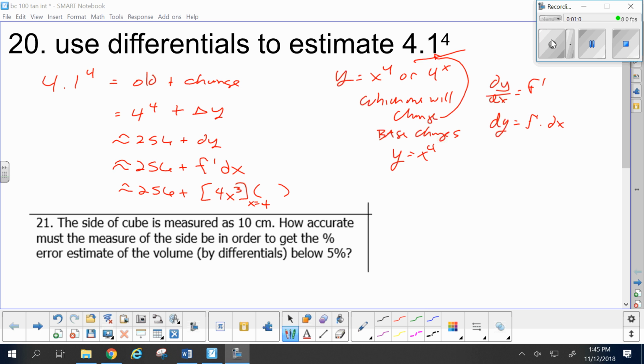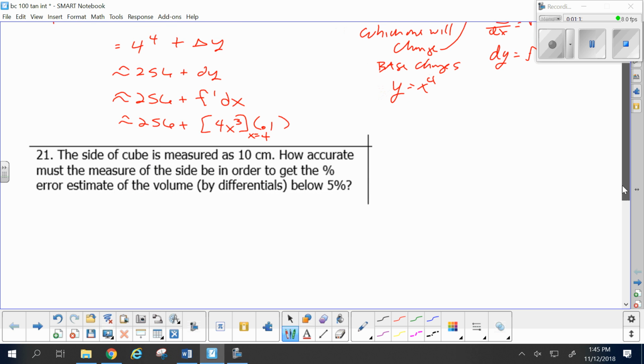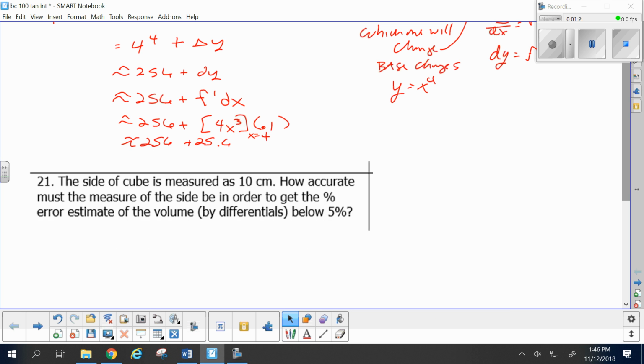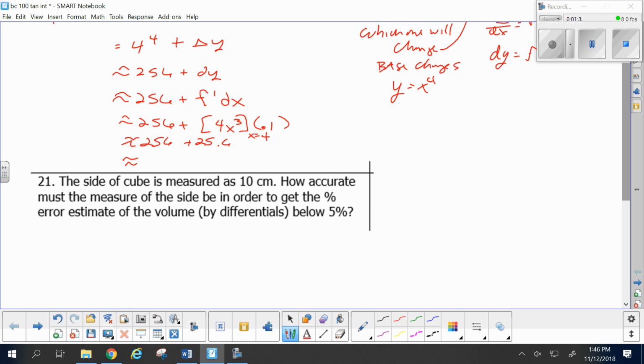You're a step ahead of me. What is the dx? That's the 0.1. We're going to change from what it was, 4 to 4.1, so x is changing by 0.1. All right then. If I were to crank this out, I get 256 plus, I imagine 25.6, if I'm not mistaken. Wait. So it is 256 plus 25.6. Oh, you don't have a calculator for that. 280, 1.6. Sweet.